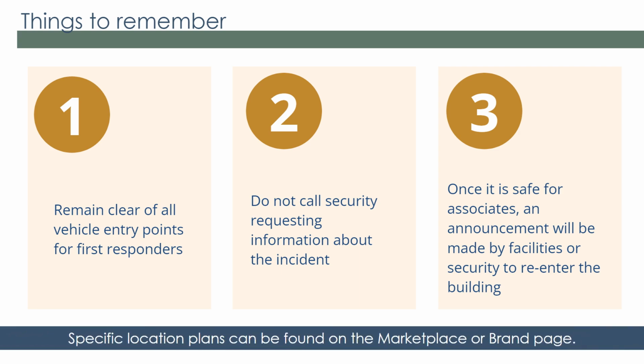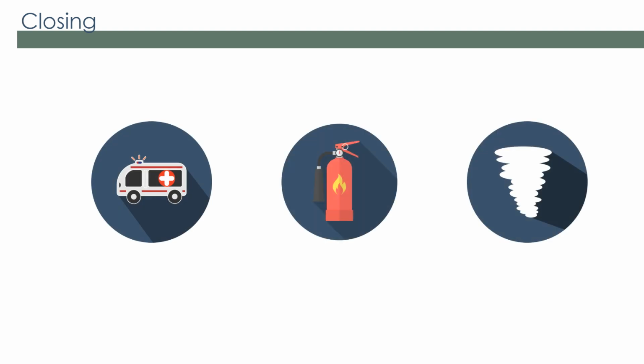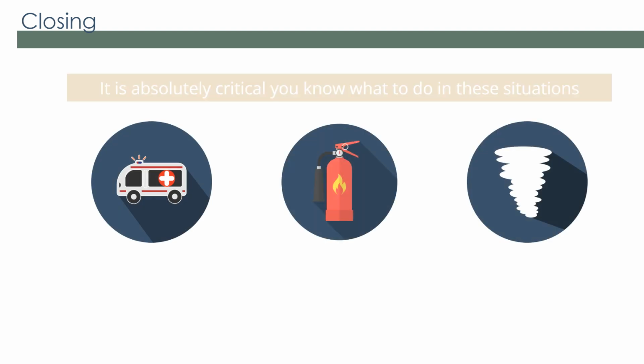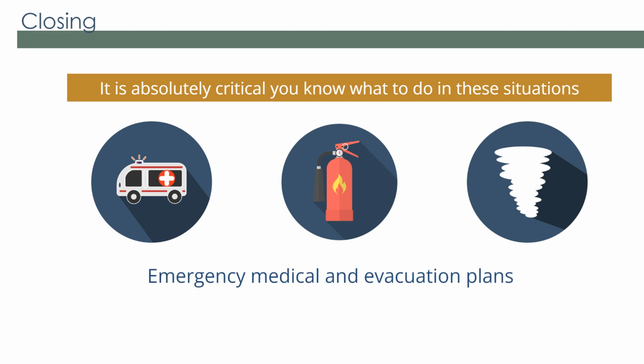Detailed information regarding evacuation and emergency plans for your specific locations is located on the internal intranet's marketplace or brand page. Whether it's a medical, fire, severe weather or some other type of emergency, it is absolutely critical you know what to do in the event one of these situations occurs. Emergency medical and evacuation plans are in place to keep you safe. It's important to follow these plans exactly, because in the event of a real emergency, they could save your life.